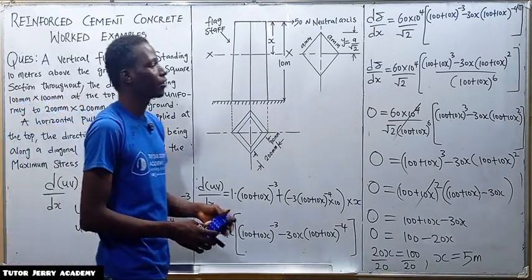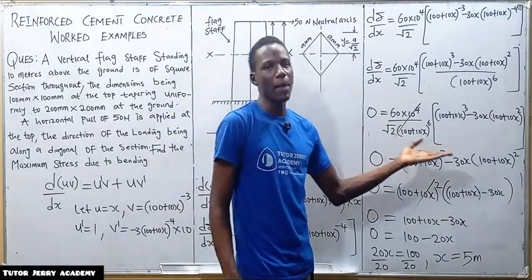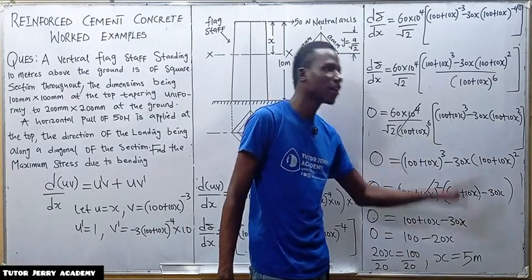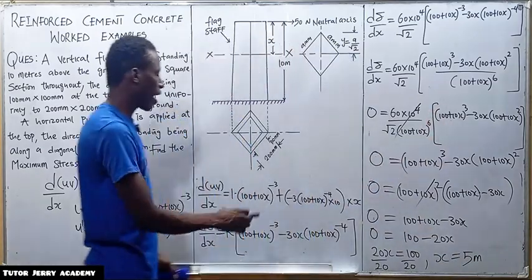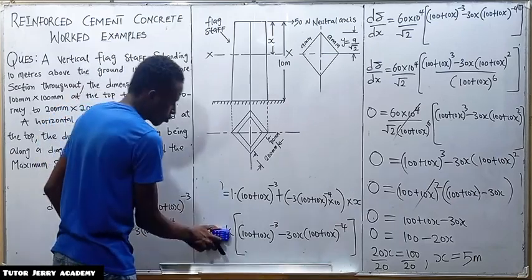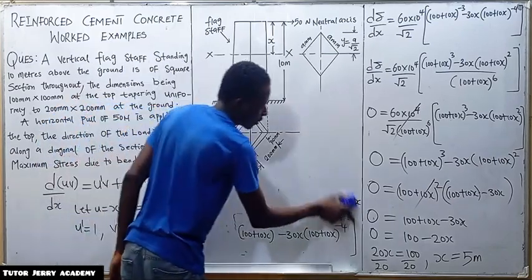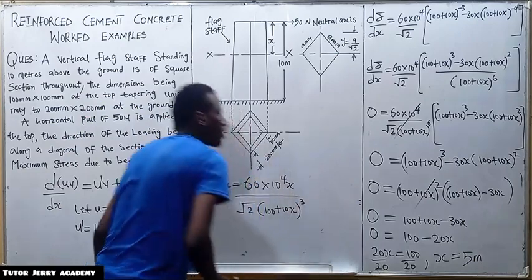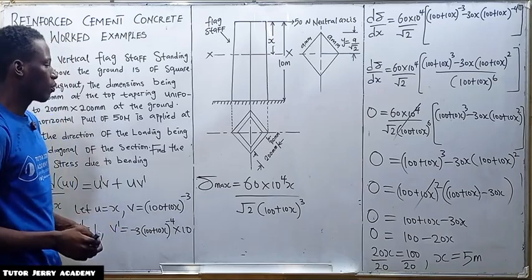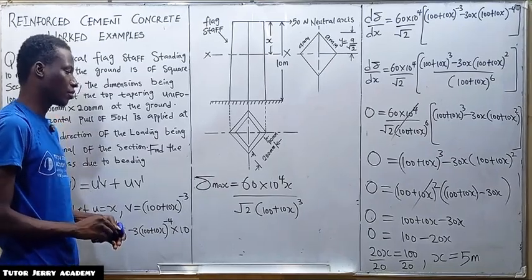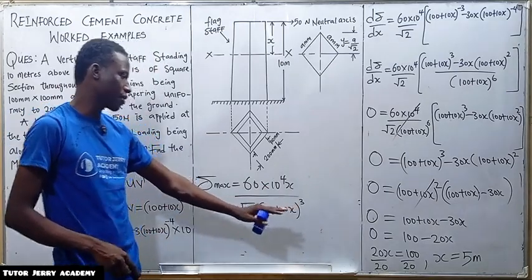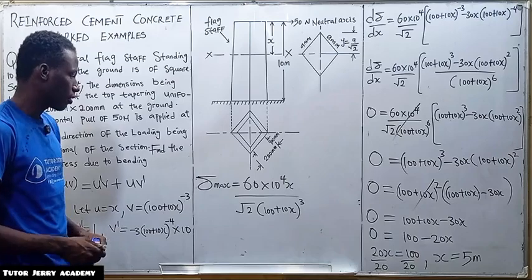Now recall that we have an equation for maximum bending moment. So we are going to substitute the value of x in that equation. So let me rewrite the equation here so that we'll substitute and get our answer. So this is what we have as our equation. Now we are going to substitute the value of x equals to 5 in this equation.